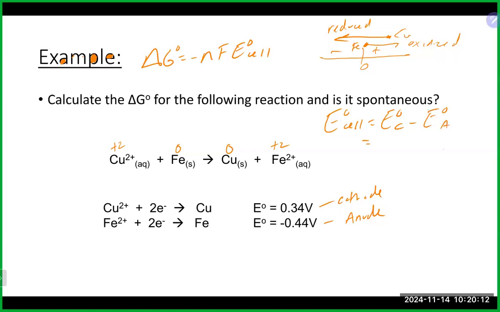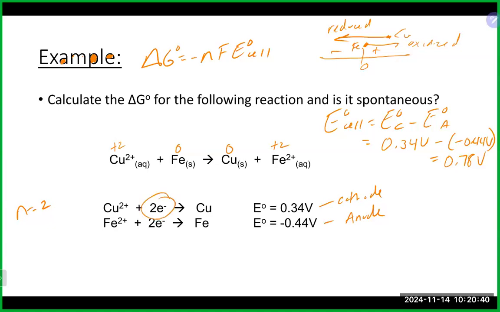Once again, I'm not going to change the sign. If you change the sign, obviously you would be adding instead of subtracting. That's what the subtract is going to do for me, it's going to change the sign. And when I do that, that will give me an E of the cell of 0.78 volts.